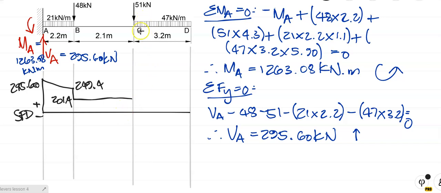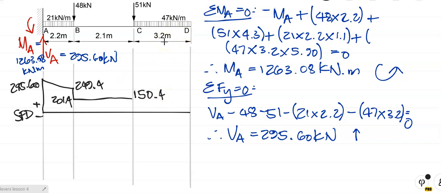And what's happening at C? We've got a load of minus 51. So with that value on my calculator, I say minus 51, and I get 150.40. Right, and what's happening from C to D?